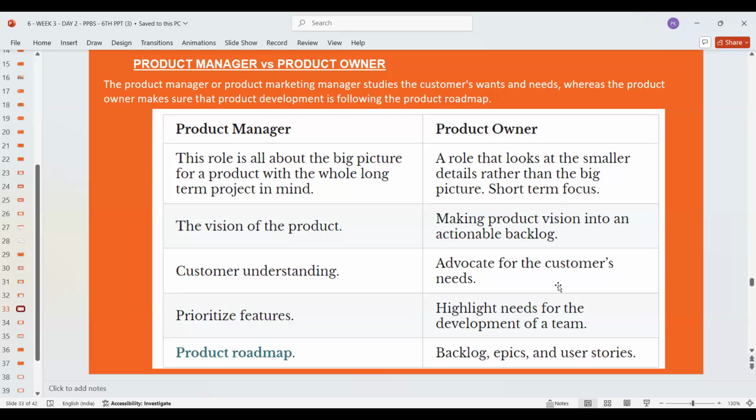Tomorrow, if the customer says we want to put celery in it, or we want to put some spices in it, will you allow that thing to happen as a product manager? No, absolutely not. Because you would say that is not the journey that my product is looking at, right?